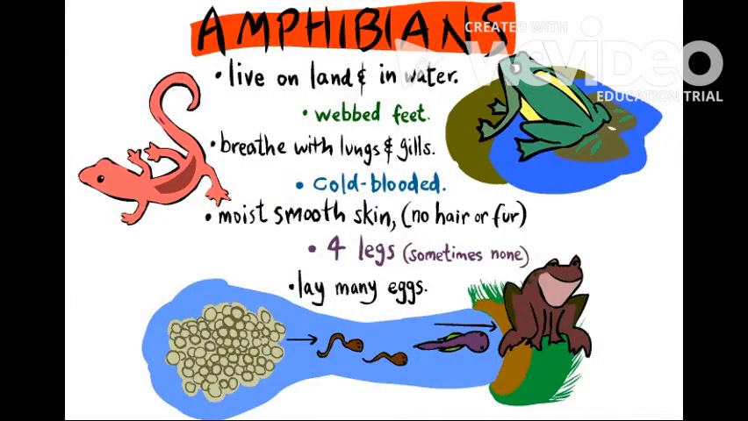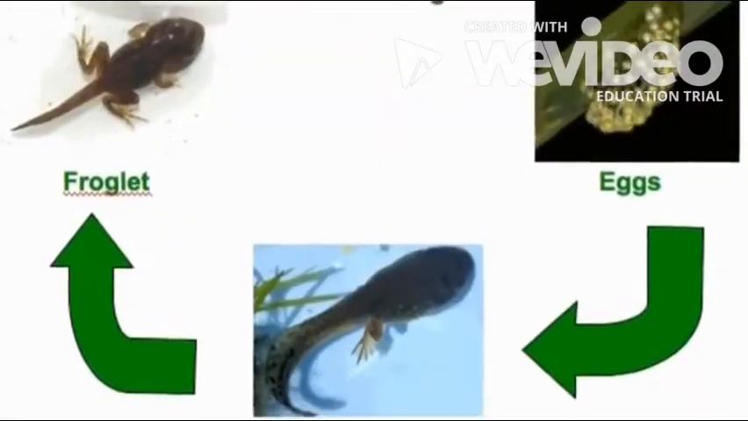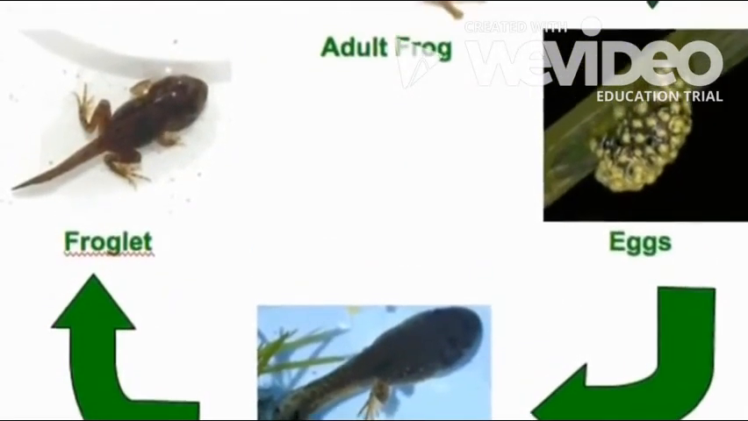Frogs are amphibians. Amphibians begin their life in the water and then move to land. They have webbed feet to help them swim. They breathe with lungs and gills and are cold-blooded. They have moist, smooth skin with 4 legs, and many of them lay eggs.